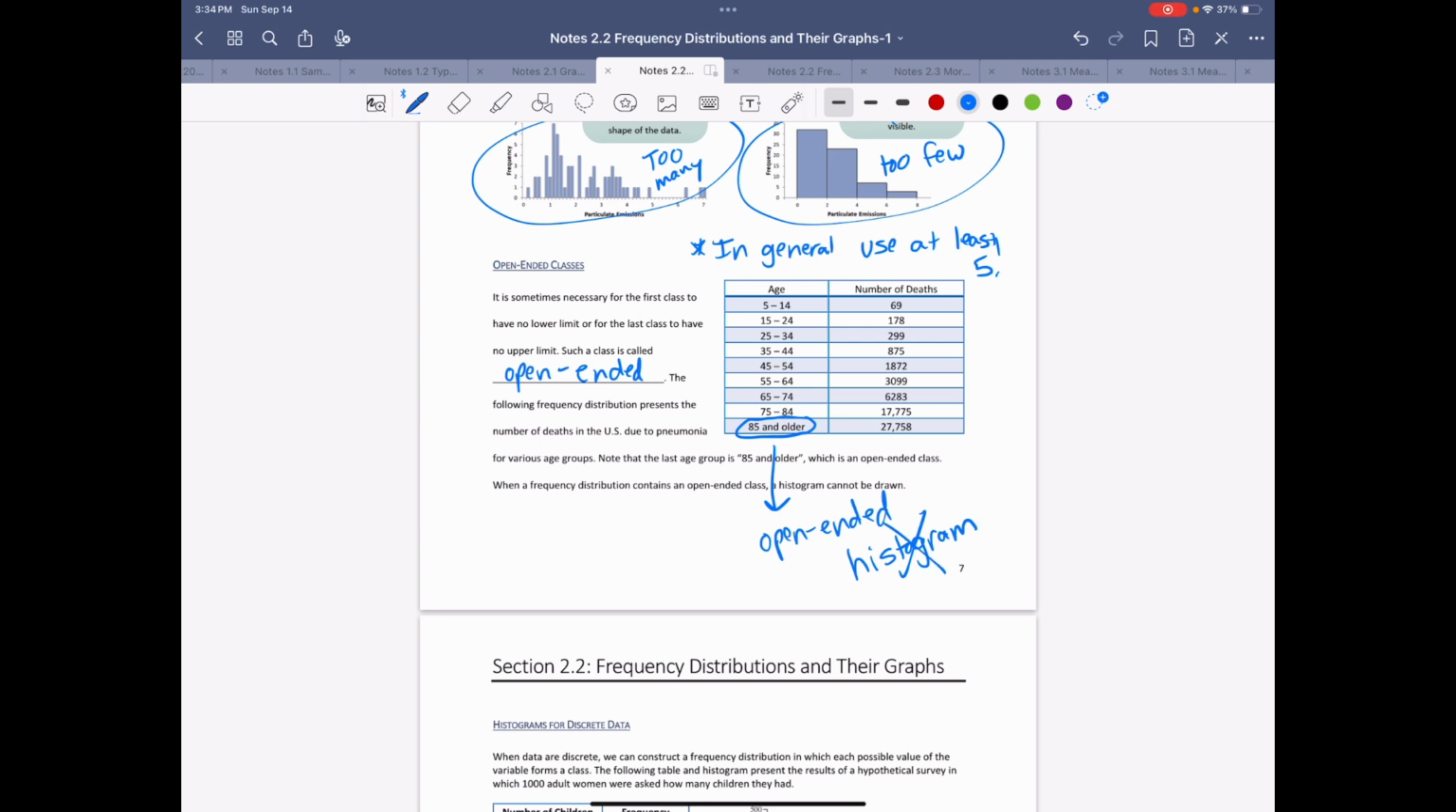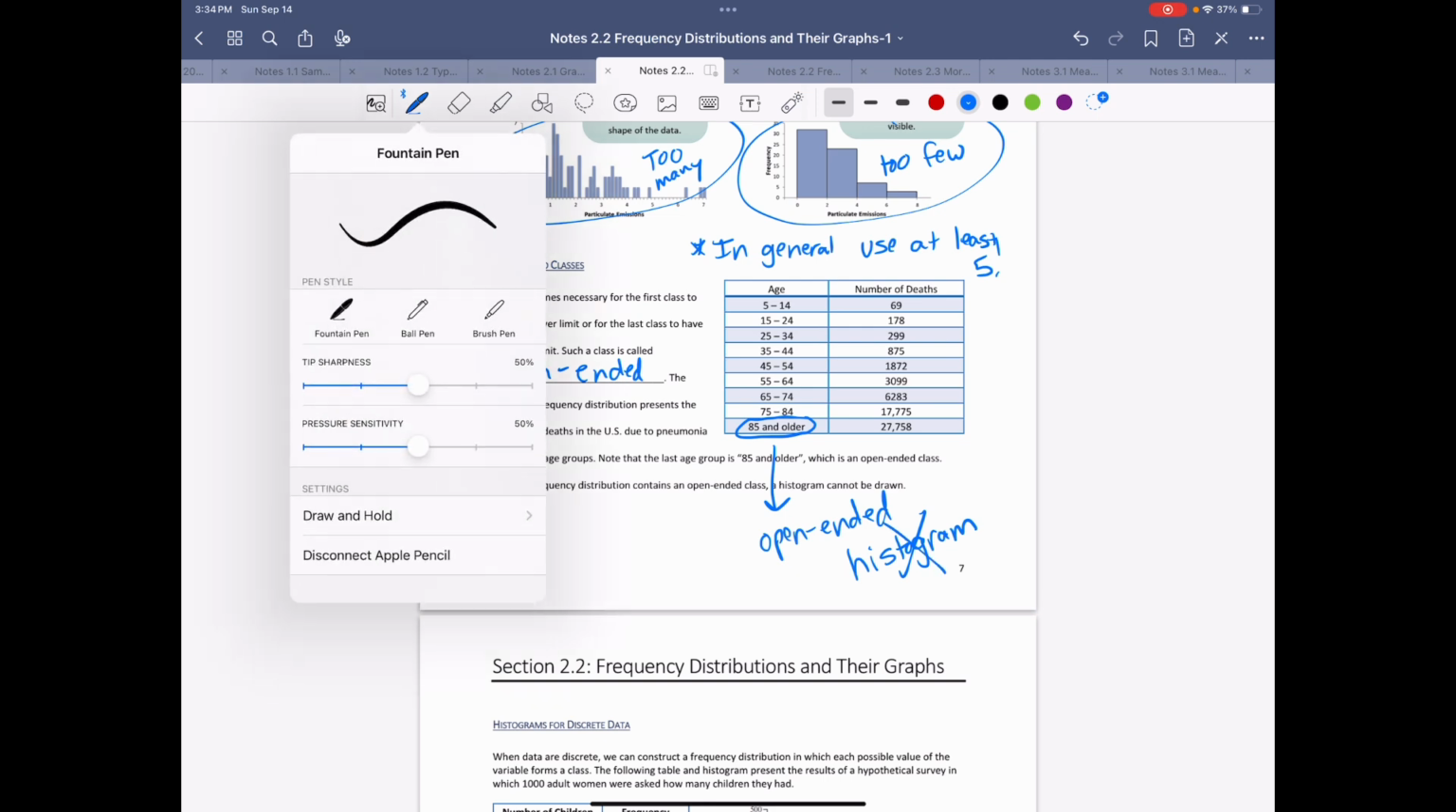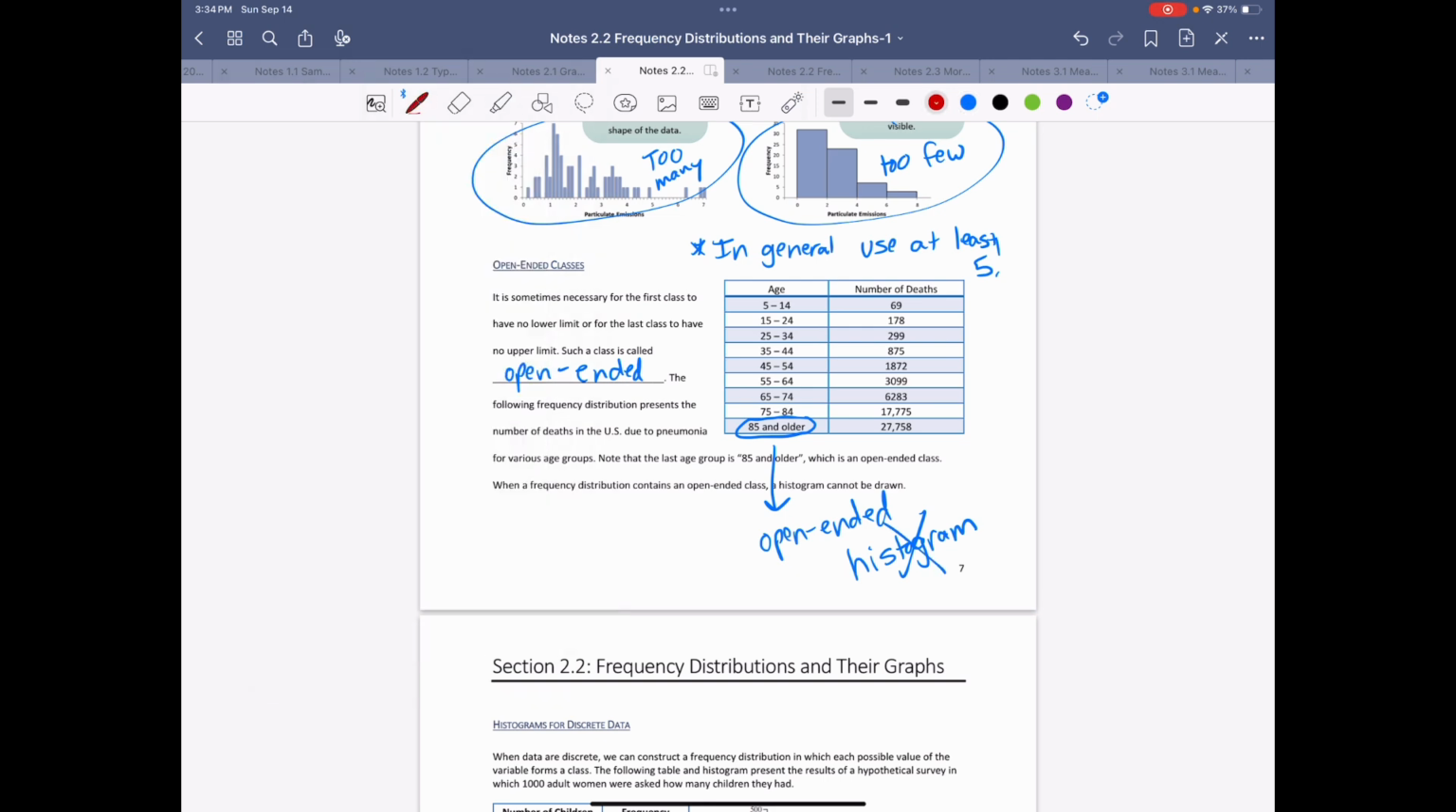Now, I don't want you to do this on your paper, but I want you to look at mine and just pretend that this was not here. All right, if that was not here, here's what I would know. I could do a histogram, and here's what I would know. It has 1, 2, 3, 4, 5, 6, 7, 8 classes. You count the classes like that.